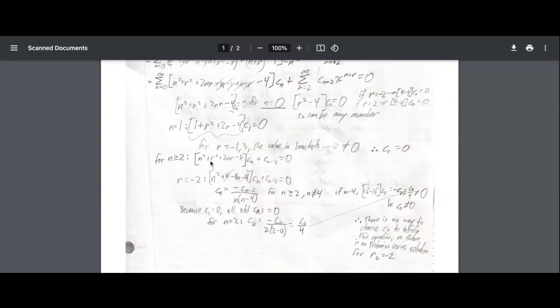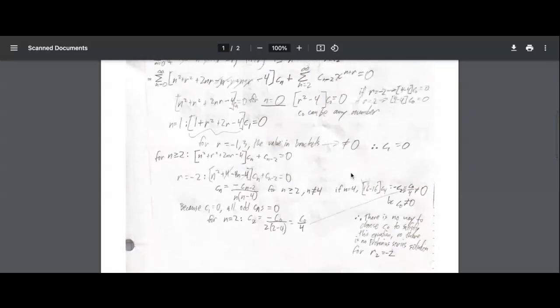So here's the equation: n squared plus r squared plus 2nr minus 4 times c of n plus c of n minus 2 equals 0. Then we can check at r equals -2, the smaller of our r's, and plug it in. We end up getting n squared minus 4n times c of n plus 2, c of n minus 2 equals 0. Rearrange the equation to get a recursion relation: c of n equals c of n minus 2 over n times n minus 4.